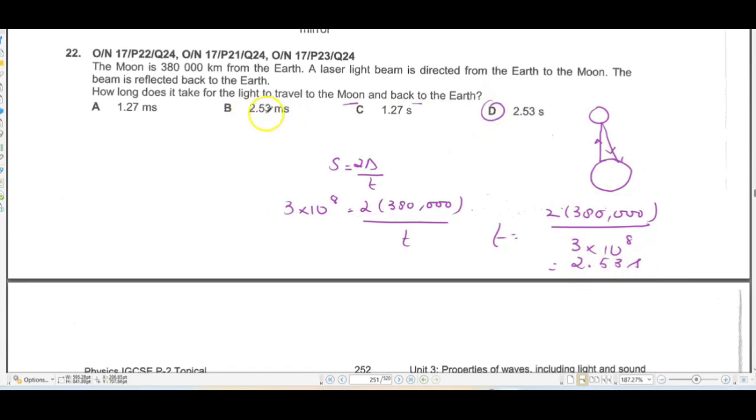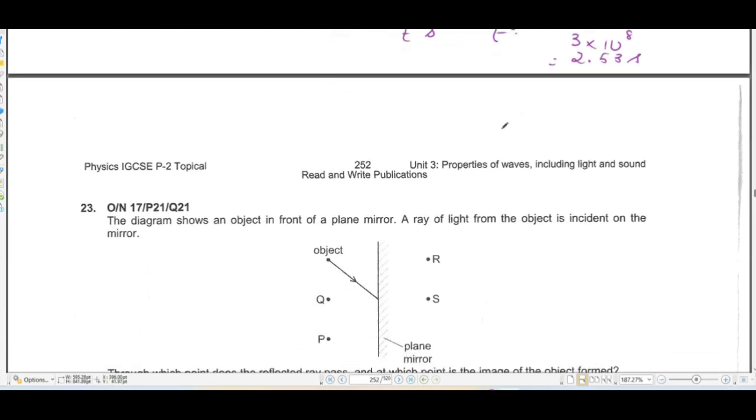There is also 2.53 milliseconds here, but don't go for that. We have used kilometers for distance, meters per second for the speed, so for time also it's going to be seconds, and not milliseconds. So D is the correct option and not B.